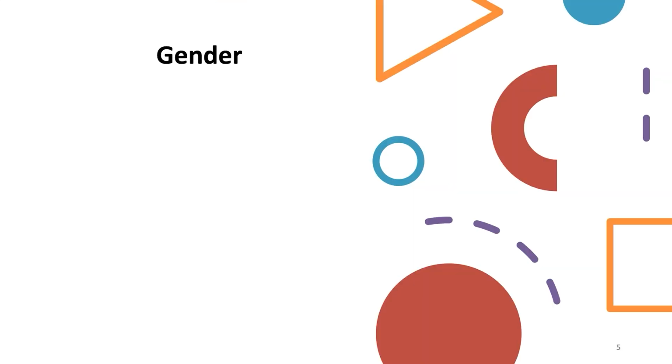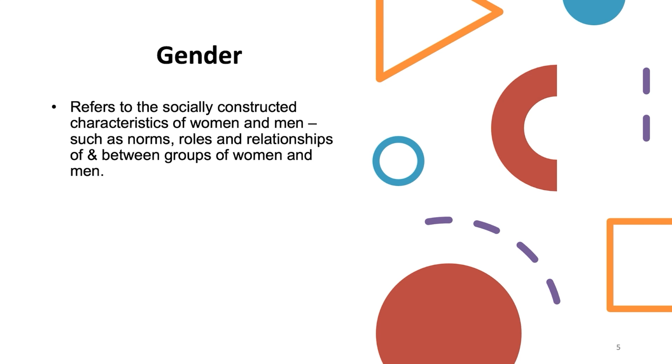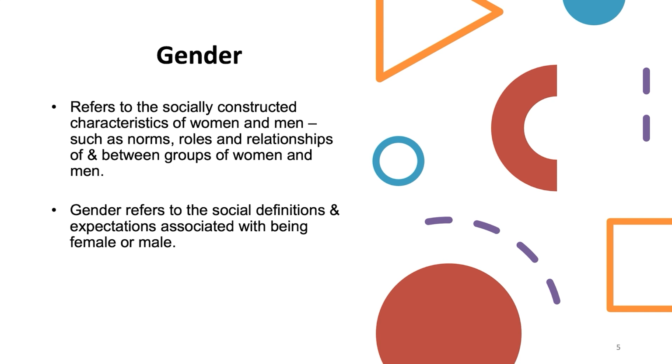So then what is gender? Gender refers to the socially constructed characteristics of women and men. And these characteristics are described as norms, roles, relationships between groups of women and men. So, gender refers to the social definitions and social expectations associated with being a male or a female.